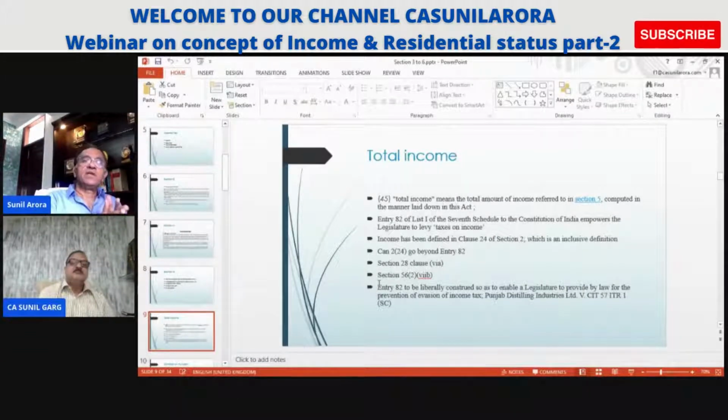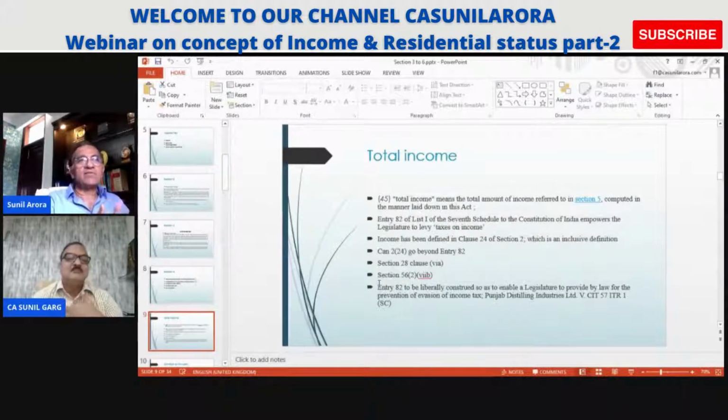Now, my question here is that when we say entry 82, and the definition is given in 2(24), is the legislature at liberty to include any kind of income in 2(24) and levy tax on that? Would anybody like to give his opinion on this? I would love to hear my co-panelist here.